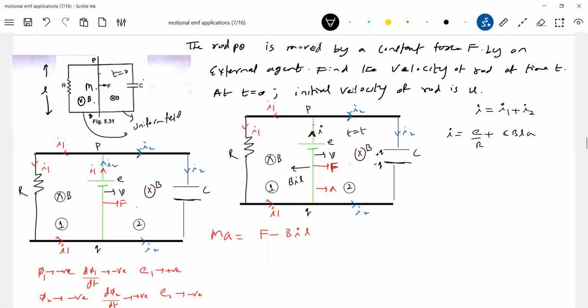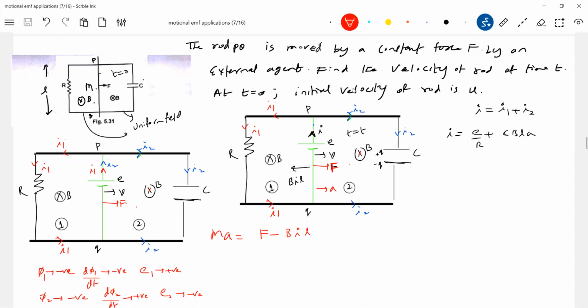Is it justified? Look at one. If acceleration of the rod is A, then what is the current through the rod or that capacitor? That should be equal to CBLA. Sir, why are you writing this I equal to I1 plus I2? Because this is what is needed, no? So now, how do we write I2 equal to this one?